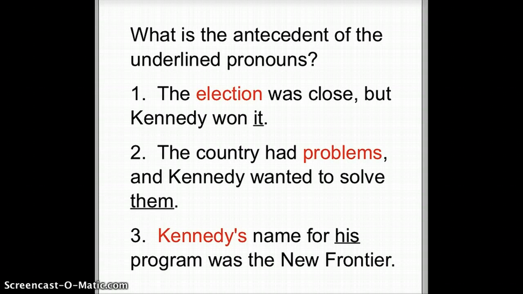Here are the answers. It was referring to election. Number 2, them was referring to problems. And number 3, his was referring to Kennedy.